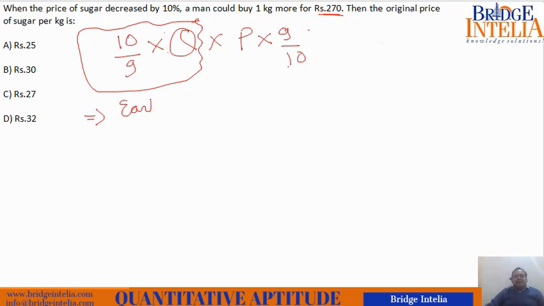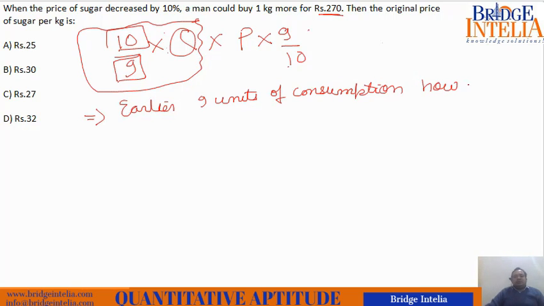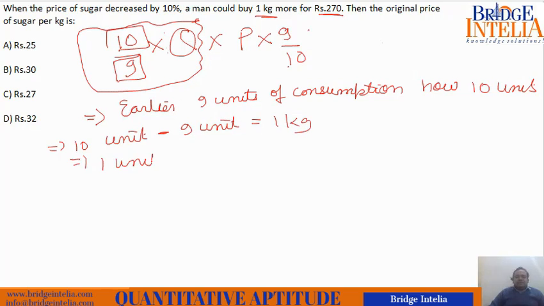It means earlier you were consuming 9 units. So earlier 9 units of consumption. Now 10 units. So it is said that he buys 1 kg more. So this 10 units minus 9 units is the increase in consumption. So 1 unit is equal to 1 kg.